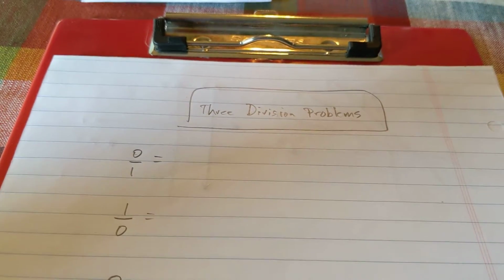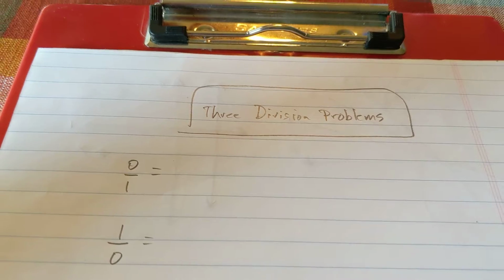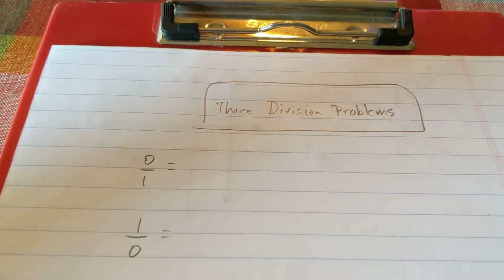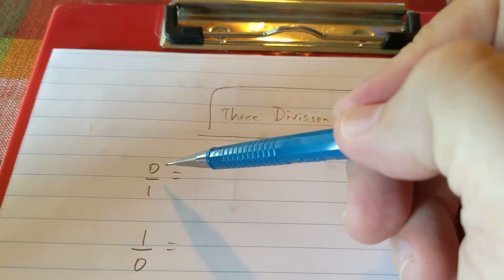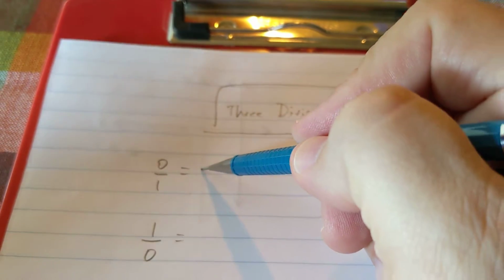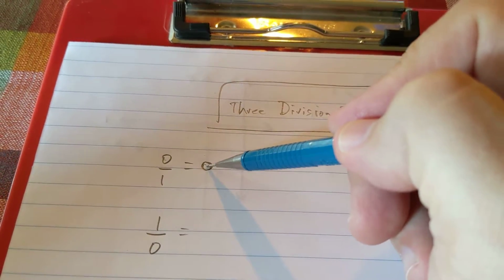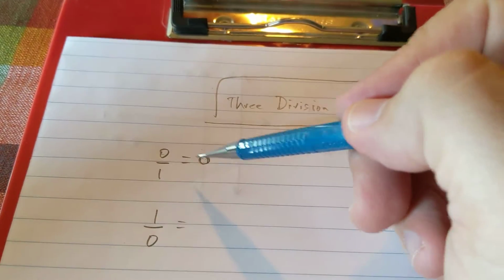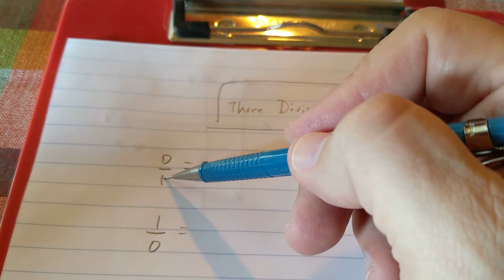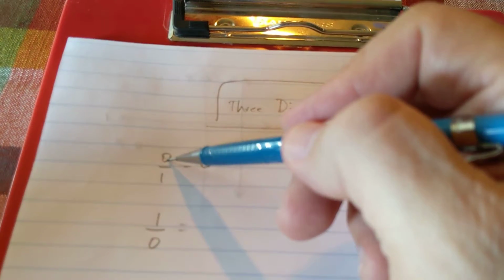All right, here are 3 division math problems that cause people trouble, even though they only involve 0 and 1. So let's talk about the first one here. 0 divided by 1. 0 divided by 1 is equal to 0. And the reason we know that is because we can check it. This times this is that. So 0 divided by 1 is 0 because 0 times 1 is 0.